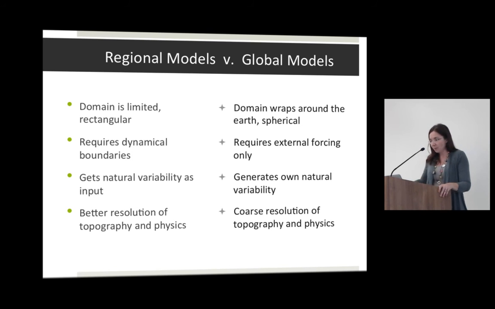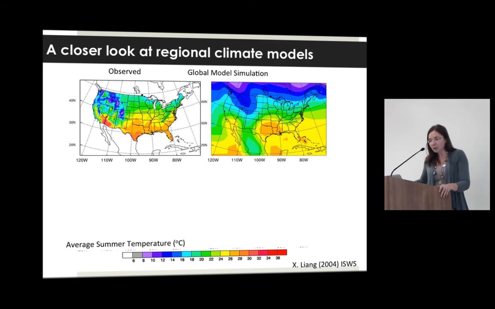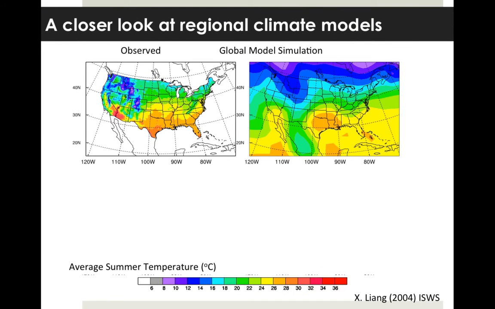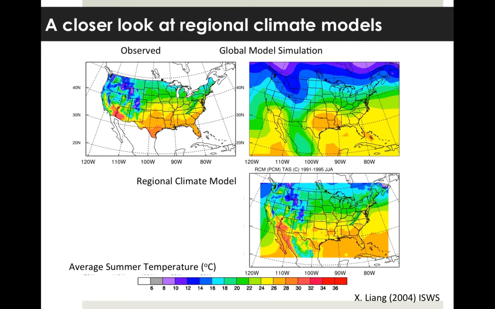Let me give you an example. This is observed average summer temperatures over the continental US in the 1990s. This is a global model simulation, for example. And then here's what it looks like by the time you put it through a regional climate model. It looks dang good, doesn't it? Note of caution.